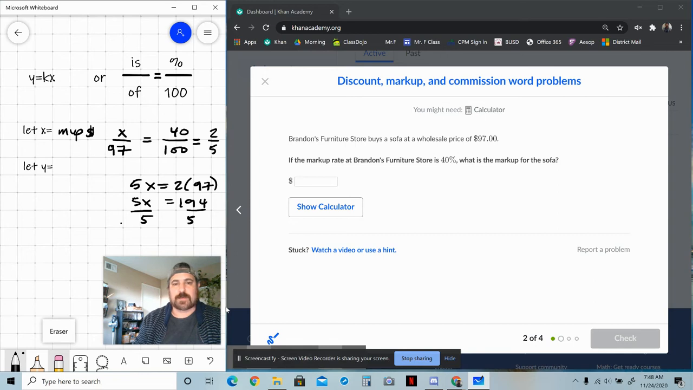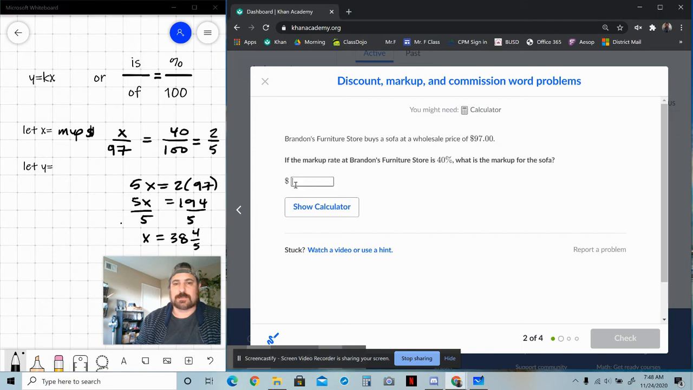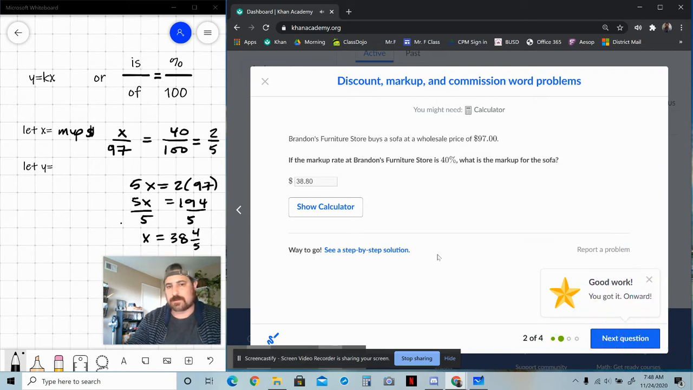And how many times does 5 go into 194? Well, 5 into 200 goes 40. 5 into 195 will go 39. So it looks like 38. So it'd be 38, and that would be 190. There's 4 left over, so it'll be 38 and 4/5, which is the same as 38 and 8/10, the same as $38.80. So it says, what was the markup for the sofa? They raised the price by $38.80. Okay.